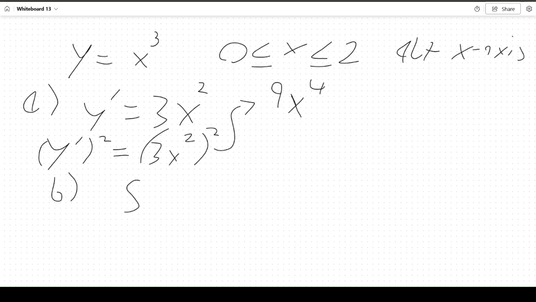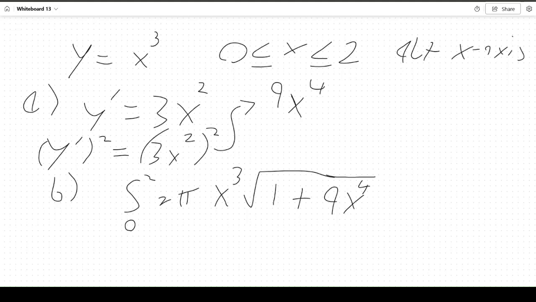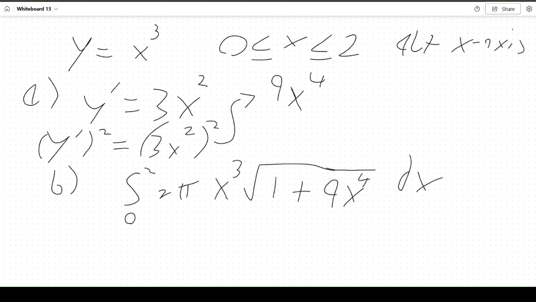Since it's asking about the x-axis, we can just plug in 0 to 2 here, plug in 2 pi, and we can plug in our actual function because this is rotating about the x-axis, so we don't have to put in x or y. Just put in the function for this example, and inside the square root would be 1 plus 9x to the power 4 dx, and now we're going to integrate this.